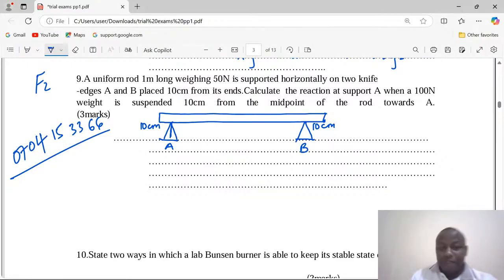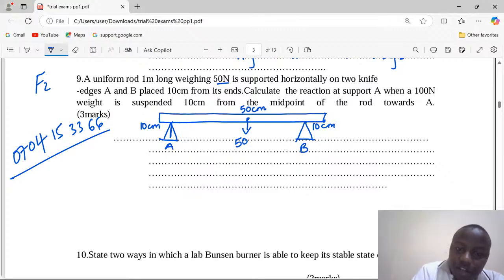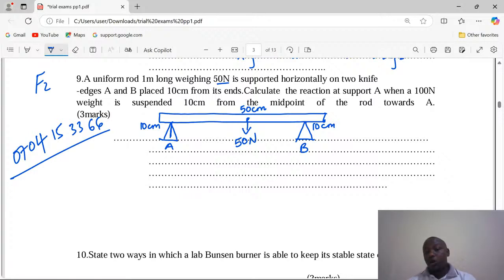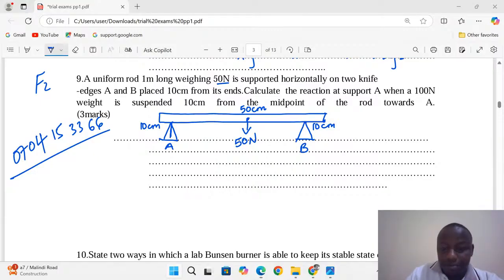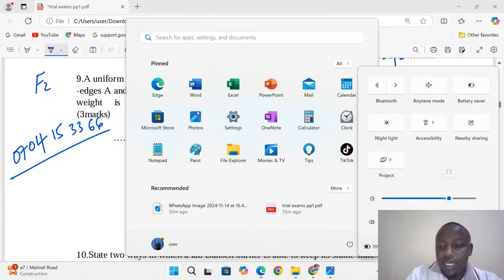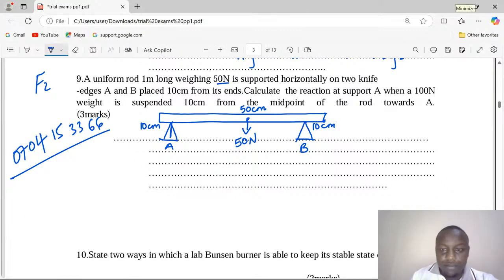That's how they are. Then we are told that it weighs 50 newtons, which means at the exact center, at the 50 centimeter mark, there is a 50 Newton weight acting downwards. The weight of the instrument itself, the weight of the horizontal metal rod itself. The weight of any material acts downwards through its geometrical center if it is uniform. So for our case, it is uniform.